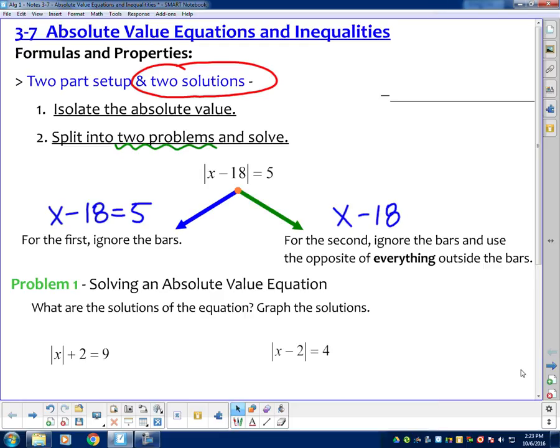What do you think happens to my 5, Donald? I don't know what to add in the second one. I'm going to show you. You write whatever's in the absolute value, you put that on both equations. Okay, the first one is exactly the same. What do you think happens to the 5? Negative 5. Yeah, negative 5.